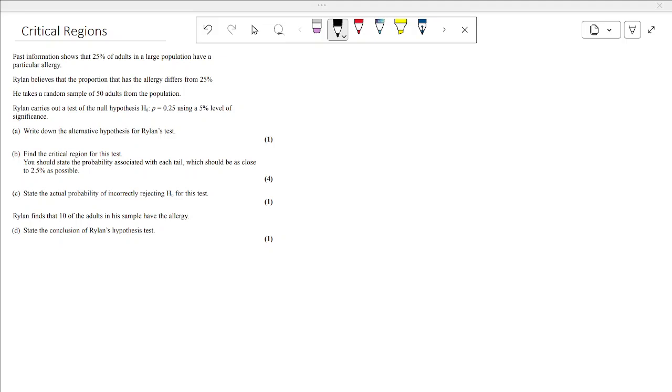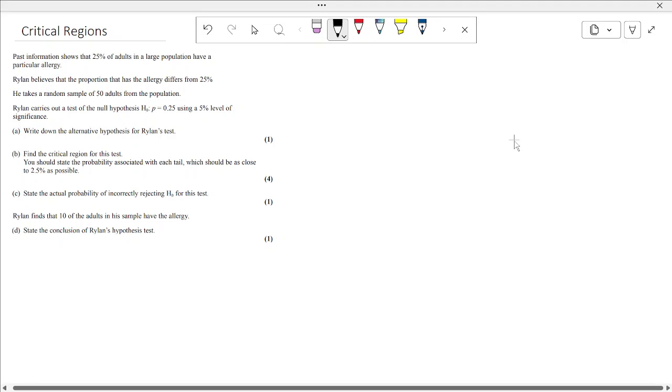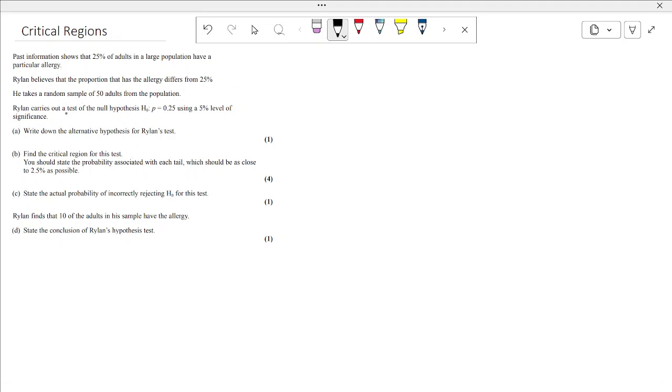Okay, today I'm going to explain how we do critical regions when we're doing a hypothesis test with the binomial distribution. Okay, I'm actually going to explain the whole hypothesis testing thing anyway. This example is from a past AS paper, but you do need to know the skill whether you're doing AS or A level. Okay, so in this question, we're investigating the proportion of adults that have an allergy.